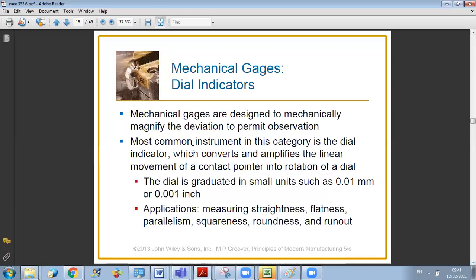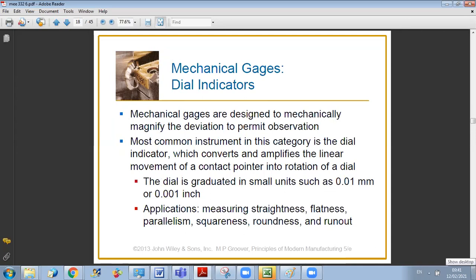Now, the most common instrument in this category is the dial indicator. So sometimes to magnify the reading, what we do is convert and amplify the linear motion of a contact pointer into rotation of a dial. So by rotation of the dial, we can magnify the deviation to be able to measure the accurate length. The dial is graduated in small units such as 0.01 millimeter or 0.001 inch. The applications for these gauges are, of course, to measure very small lengths or to measure straightness, flatness, parallelism, squareness, roundness, and runout. What do we mean by this?